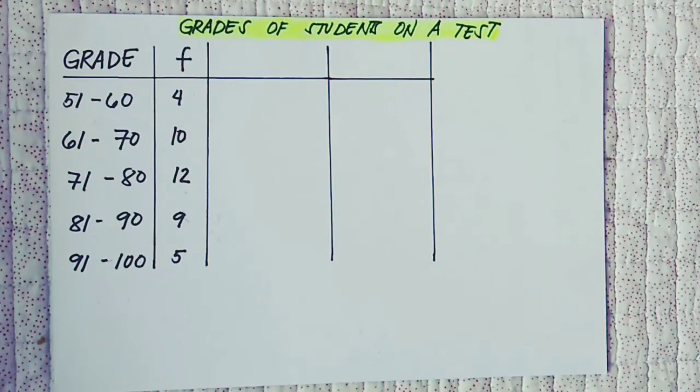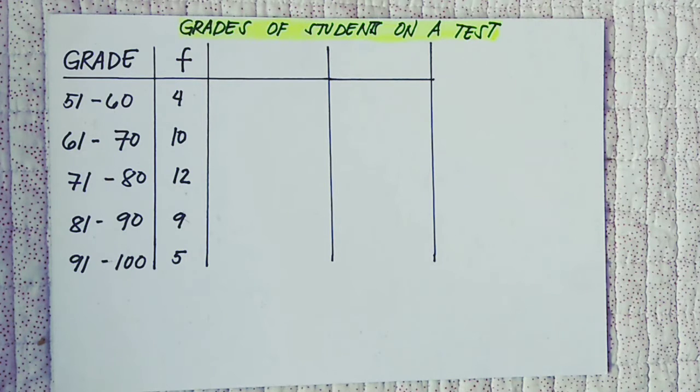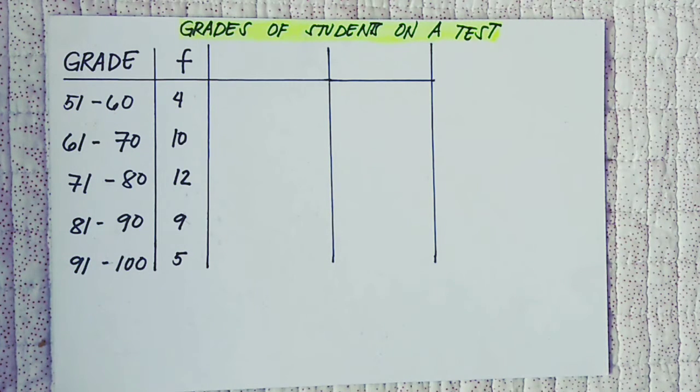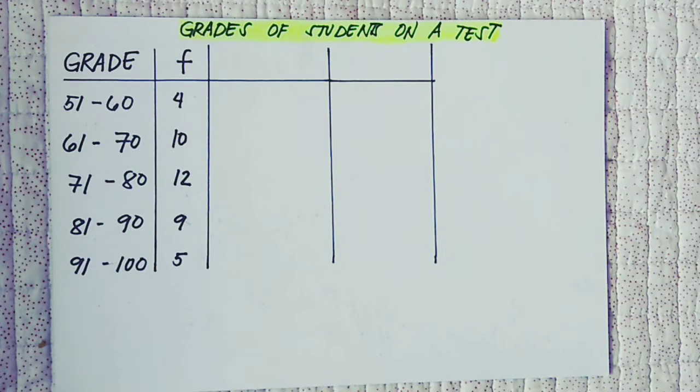In this video, we're gonna talk about how to calculate the mean of a grouped frequency table. So what we have here is the grades of students, which is 51 to 60, 61 to 70, and so forth. The second column contains the frequency. So this tells us the number of students who scored in this range. For instance, there are 12 students who got a grade of between 71 to 80, and there are 5 students who got a grade of between 91 to 100.